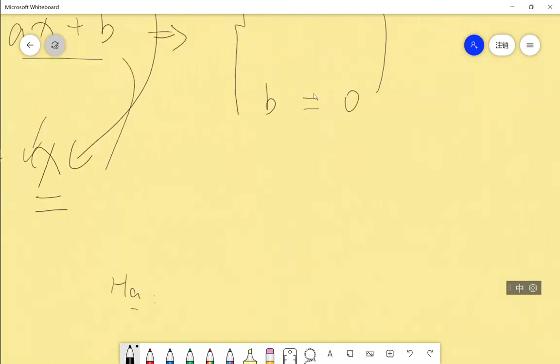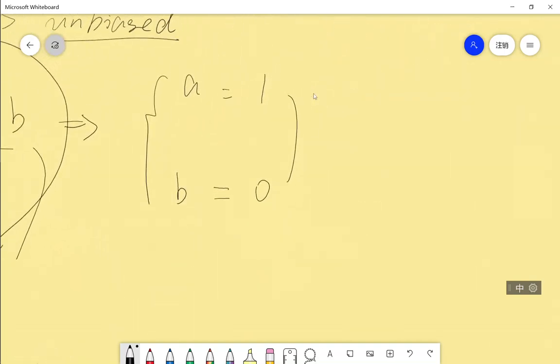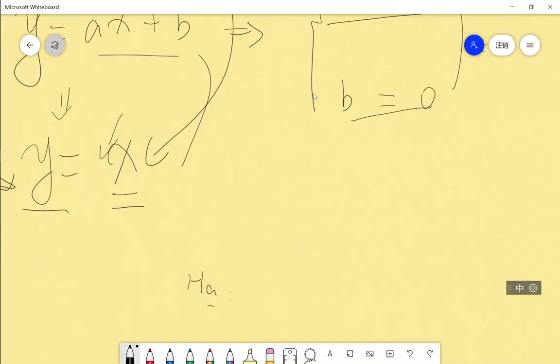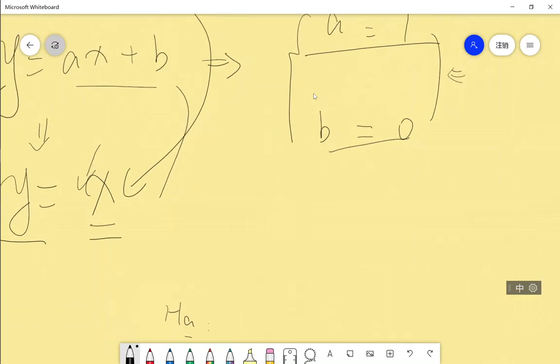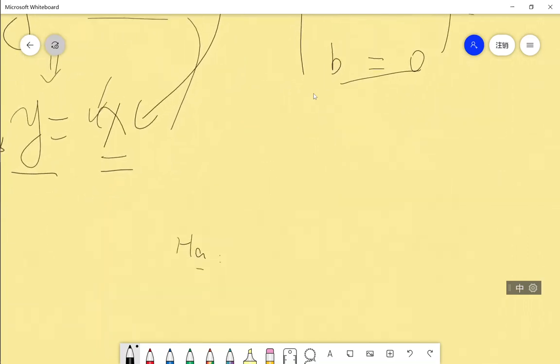My suggestion is you come from here. If you want this prediction to be unbiased, you need A equals 1 and B equals 0. This is what you want this hypothesis test to be. So you just need to put what you want as the alternative here.